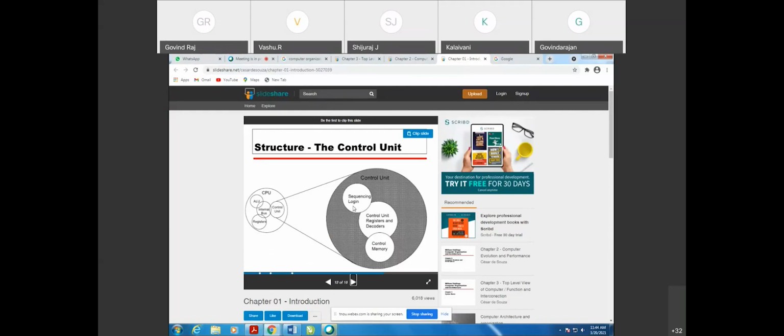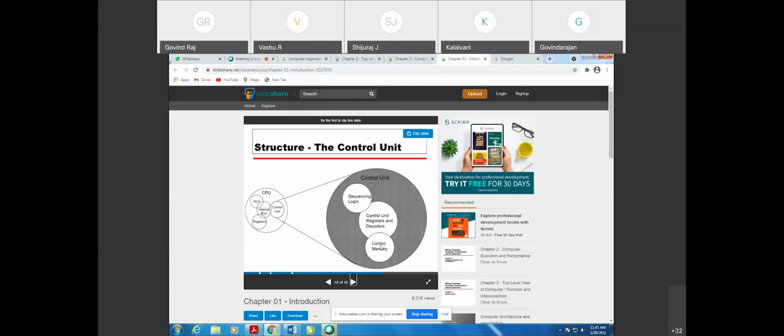One is sequential logic, and the control unit registers and decoders, and control memory. The control unit has registers, which are also a separate memory, but inside the computer control unit itself you have a control memory, which is involved in controlling the execution of the control unit. For example, whenever you switch on the computer, it will check whether all the components are connected or not.